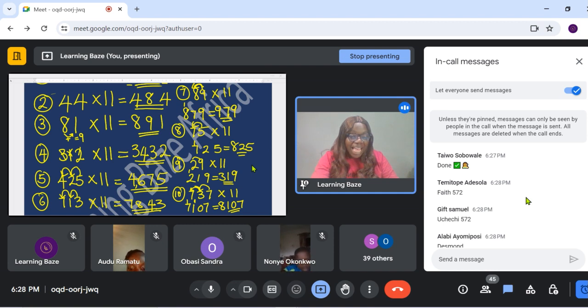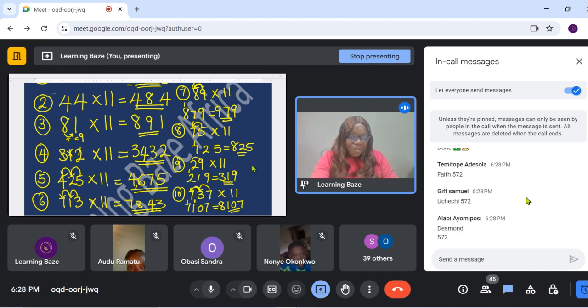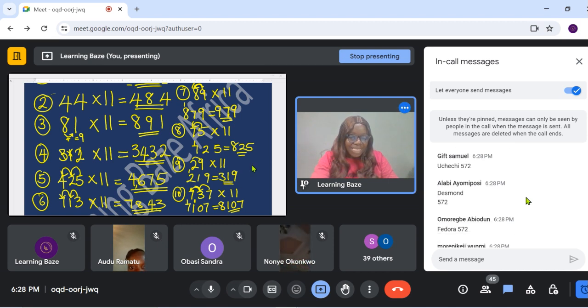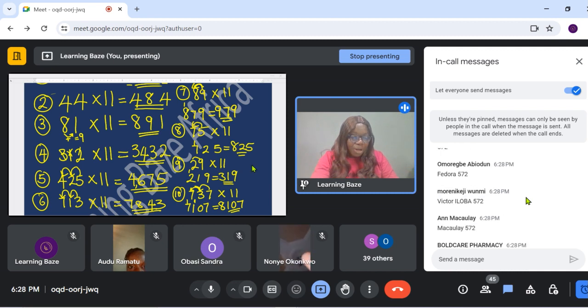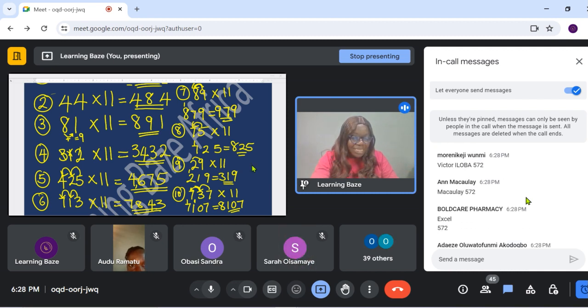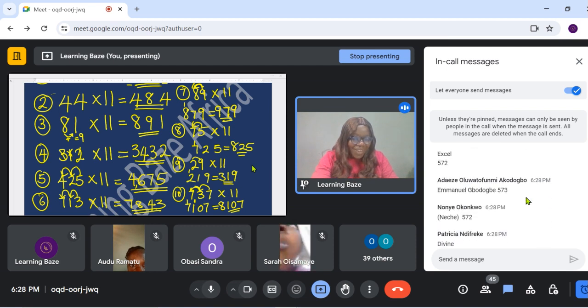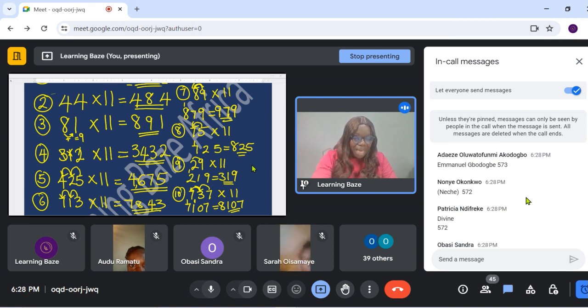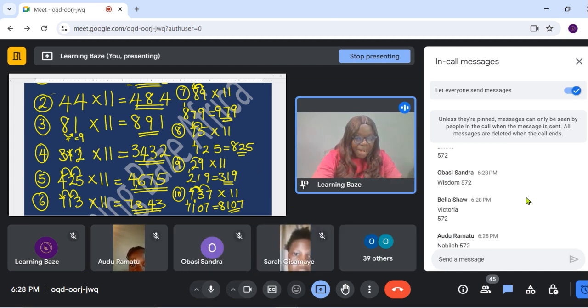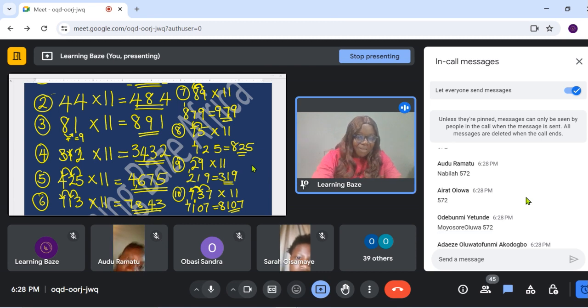Wow. Faith typed her answer first. Faith dropped her answer first, followed by Uchechi 572. Correct. Desmond, correct. Fedora, correct. Victor Iloba, correct. Macaulay, correct. Excel, correct. Emmanuel, what happened? You made a mistake. Check your answer. Nature, correct. Divine, correct. Wisdom, correct. Victoria, correct.